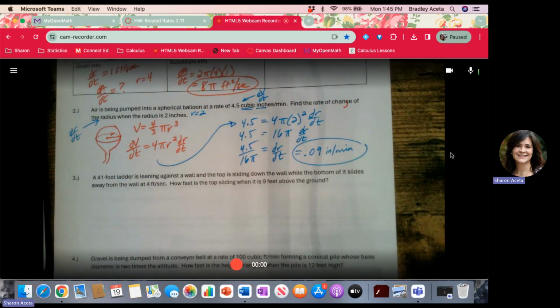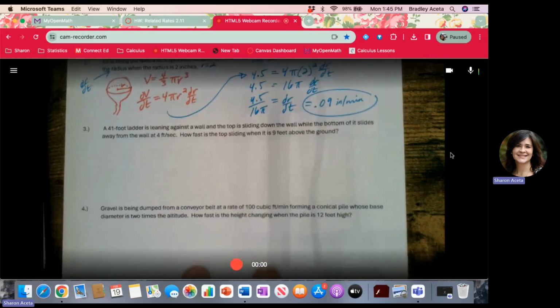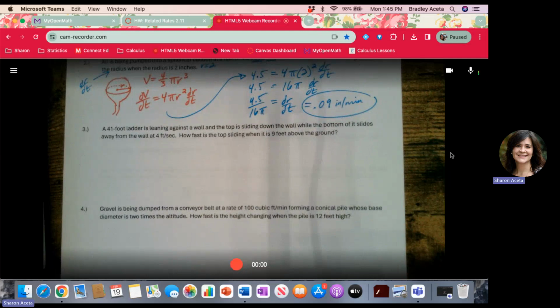So be very careful how you leave it. But if you left it in terms of pi, I'm fine with that. All right. Do this ladder problem. They love ladder problems. A 41-foot ladder is leaning against a wall, and the top is sliding down the wall while the bottom of it slides away from the wall.